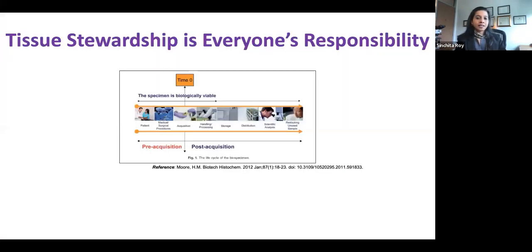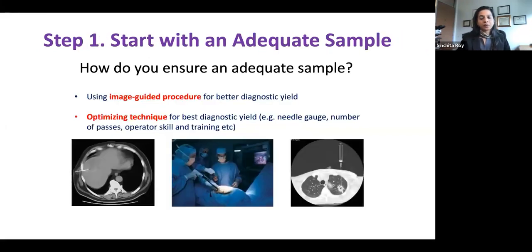So, as I said, it's a multi-step process, and we have to be cognizant of every single step and how that impacts some of these tests that we do for downstream analysis. So how do you ensure that you get an adequate sample, right? The first step is maybe use an image-guided procedure, because when your radiologist or your bronchoscopist or whoever is doing the procedure can see that the needle is actually in the lesion, the chances of that person collecting lesional tissue is much higher than if you're kind of going in blind.